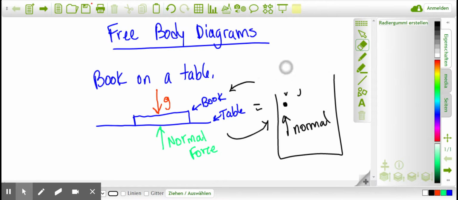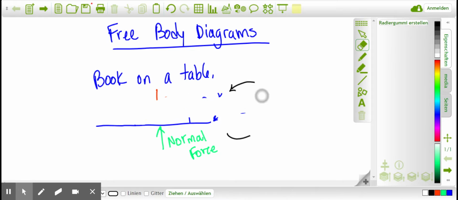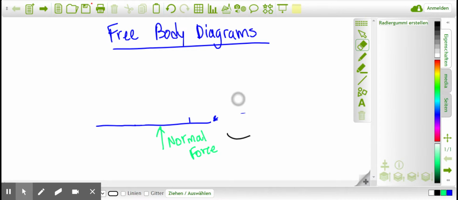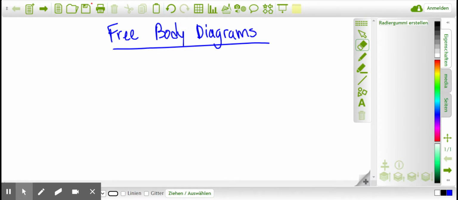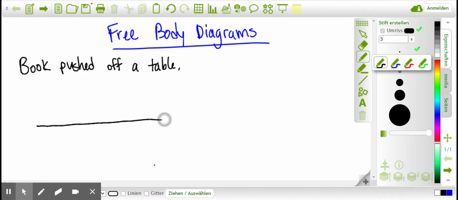So I'm going to erase these. I'm going to show you a different example. And this one will actually involve something that is moving. So let's say that instead of that same book example, we are now going to look at a book pushed off a table. There's a few ways that we can look at this one, but let's just say that we are looking for a person who is just pushing the book for the very first time. So that person is pushing it in that direction.